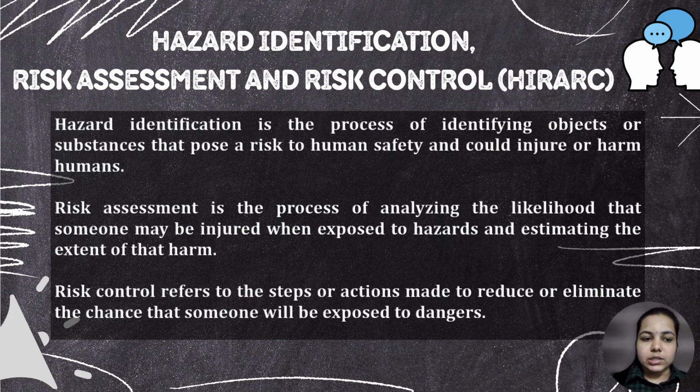Hazard identification, risk assessment and risk control. Hazard identification is the process of identifying objects or substances that pose a risk to human safety and could injure or harm humans. Risk assessment is the process of analyzing the likelihood that someone may be injured when exposed to hazard and estimating the extent of that harm. Risk control refers to the step or action made to reduce or eliminate the chance that someone will be exposed to dangers.